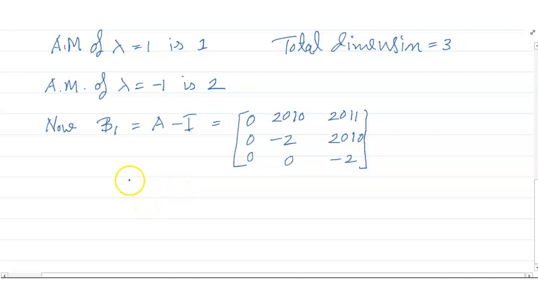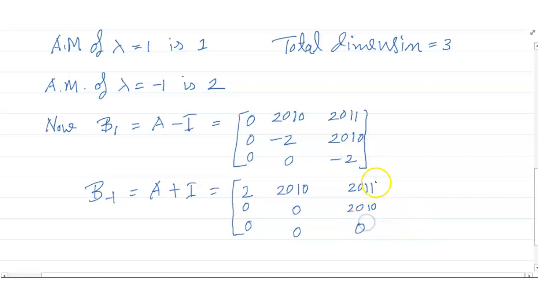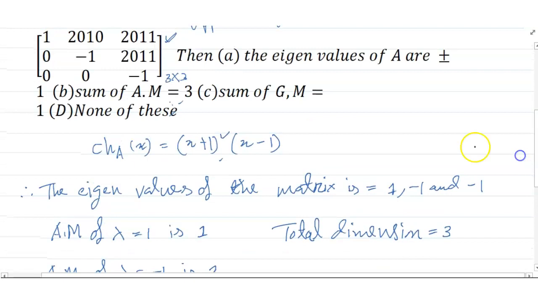And B1 is equal to A plus I equal to 2, 2010, 2011; 0, 0, 2011; 0, 0, 0. It is 2. This value is 2010, 2011, and this is 0. See, this is the minus one plus one, so it is 0.